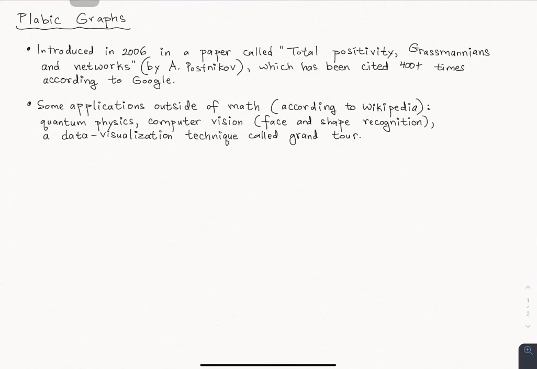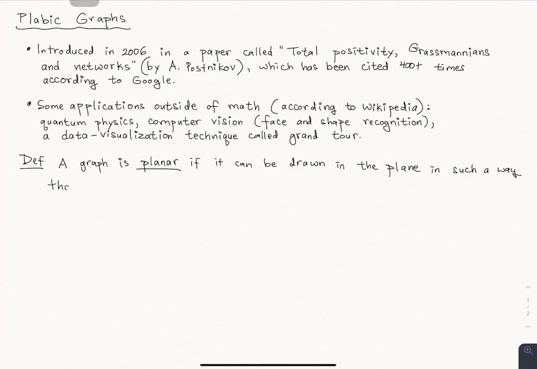So first, some definitions. A graph is called planar if it can be drawn in the plane or on a piece of paper in such a way that the edges do not cross.